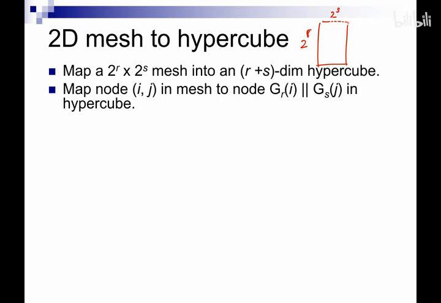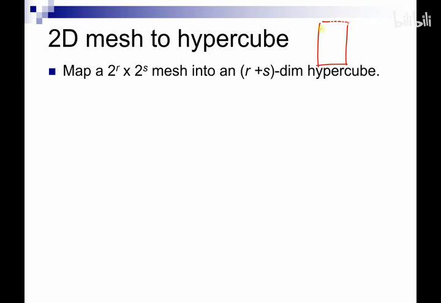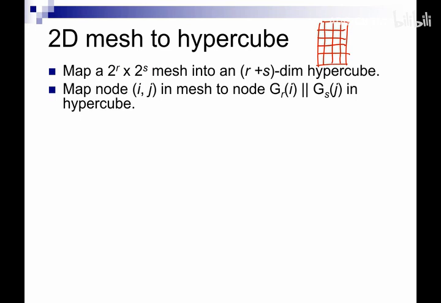And the way we're going to do this mapping is that we're just going to combine 2 copies of the line to hypercube mapping. Because you can think of the mesh as simply the two-dimensional generalization of lines. Since we know how to map lines into the hypercube, we can just take that same mapping and use it to map the mesh into the hypercube.